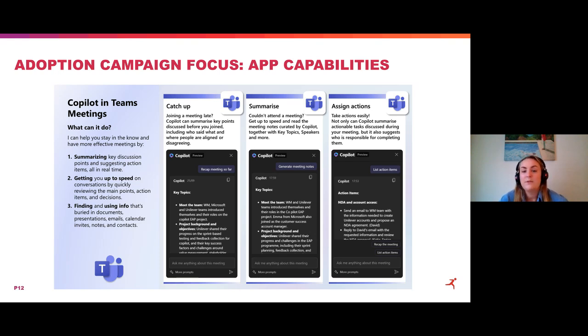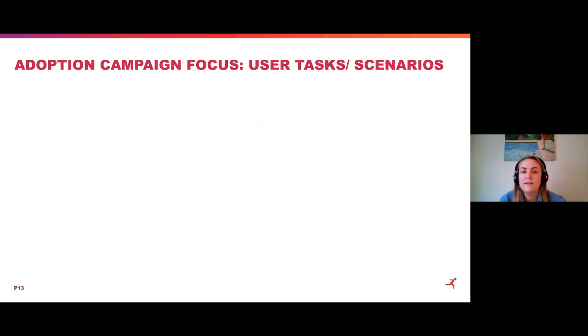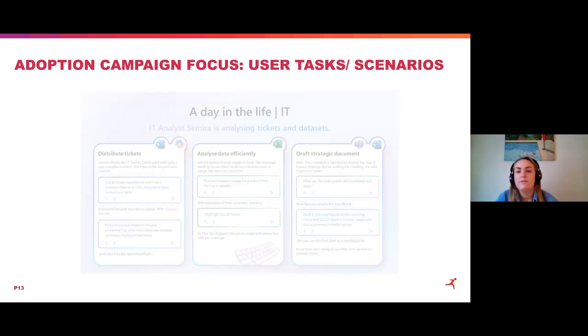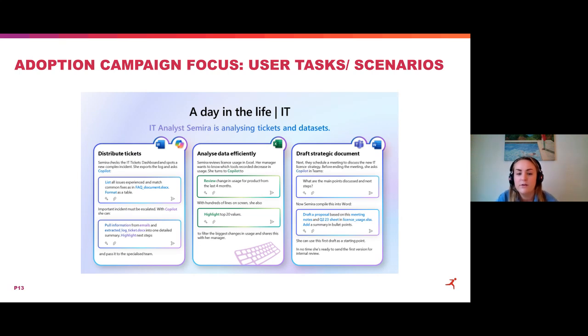And third, but absolutely not least, in terms of focus area, and again, with a click, we should see the user tasks and scenarios approach. And this is the day in the life asset that I was just talking about. So this is an example for IT, so Samira, who's analyzing tickets and data sets. But we need to be thinking about materials across each of the different role types, where their experiences with Copilot can be different.